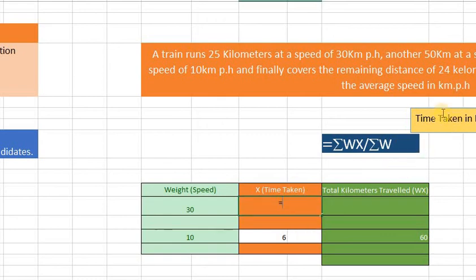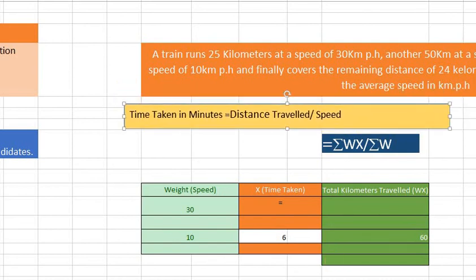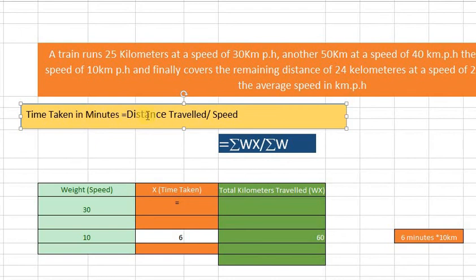So for this we have a formula. Time taken in minutes equals distance traveled divided by speed. So here, in the first case, a train runs 25 kilometers. So 25 divided by speed. The speed is 30 kilometers per hour into 60 minutes per hour.